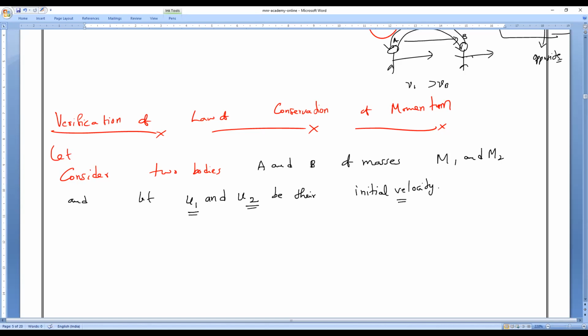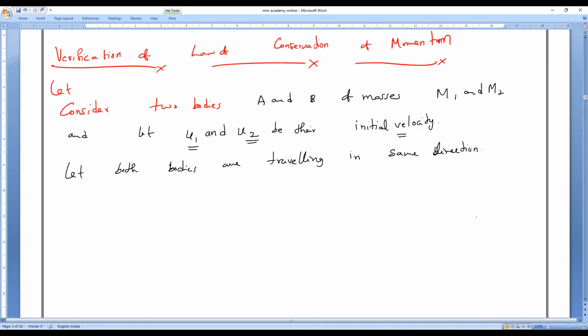Now, let's consider both the bodies are traveling in the same direction. Let both bodies be traveling in what direction? Same direction. Do you all understand, all of you? Yes, please respond. Yes, so I will consider it.